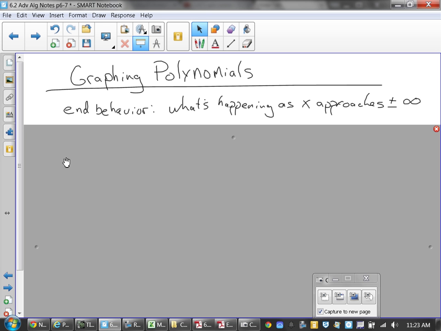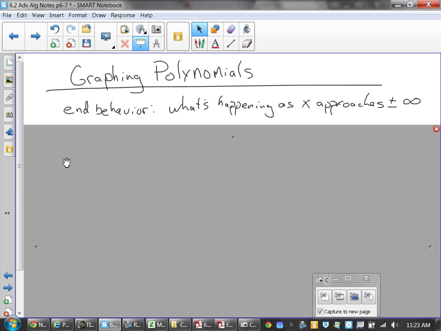End behavior is nothing more than what's happening at the tails of the graph. Now, we're talking about all functions here. We're not looking at anything that's not a function. So every single graph is going to have some sort of behavior at the end.